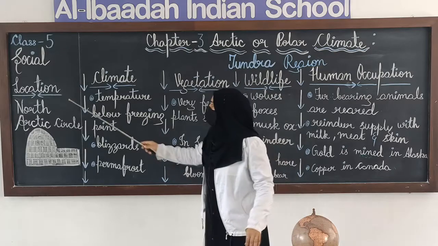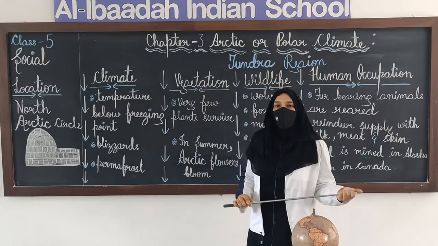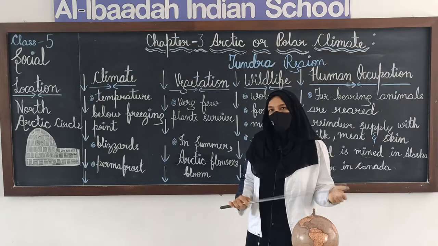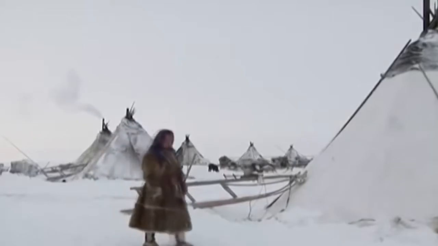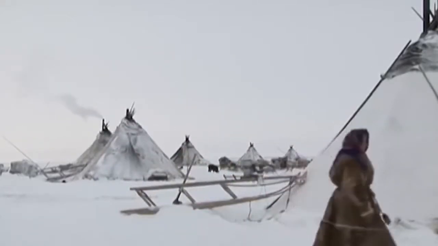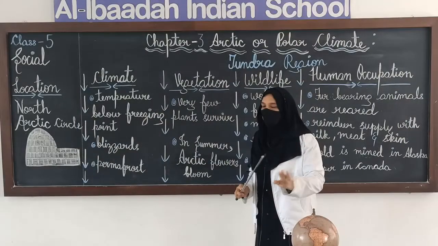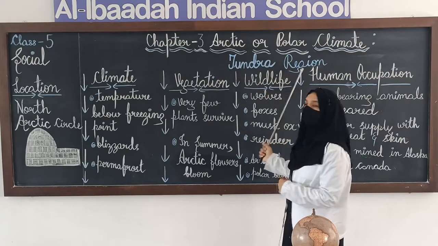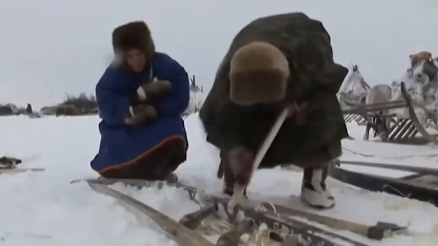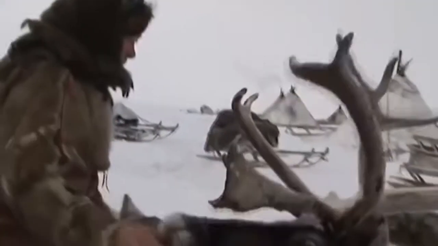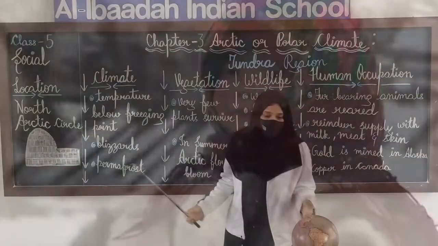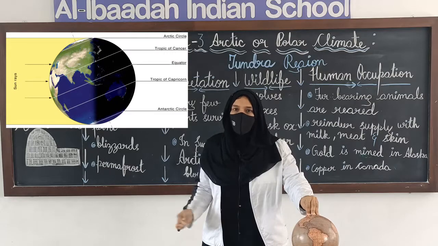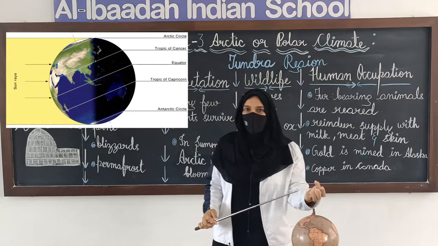Now this was about the location. How will the climate be in the Arctic region in the North Pole? It will be very cold. Why? Because the sun's rays are very slanting when they reach the North Pole. So it is called the tundra region. It is very cold there, so it is called the tundra region. The temperature is below freezing point. The sun's rays are very slanting and very mild when they reach here.